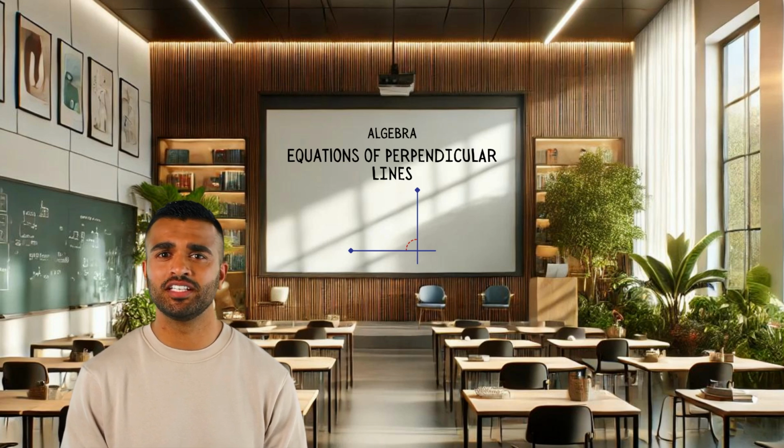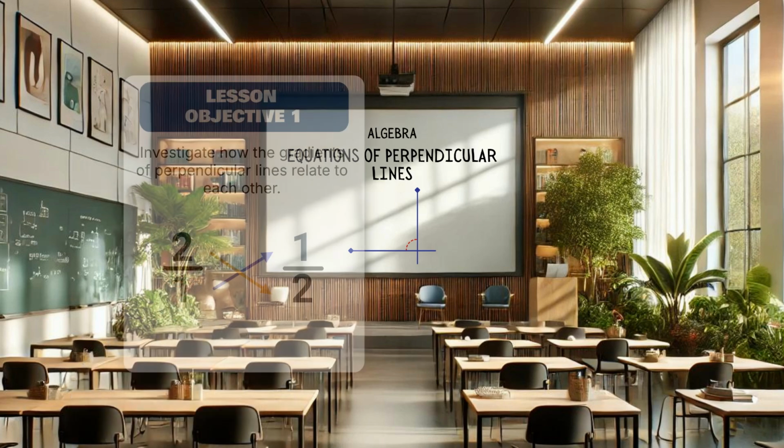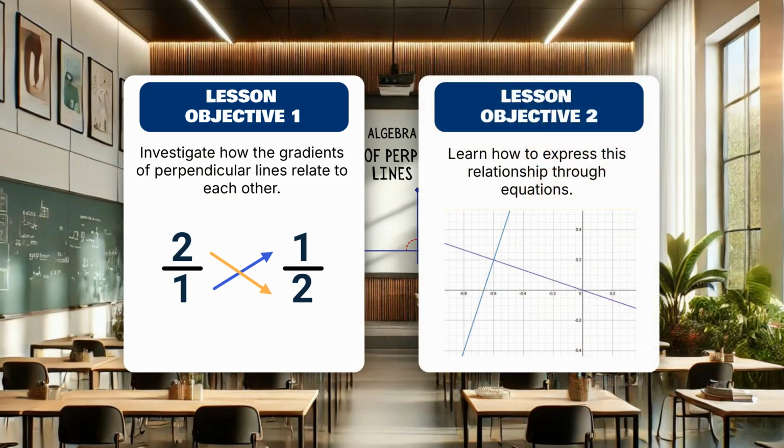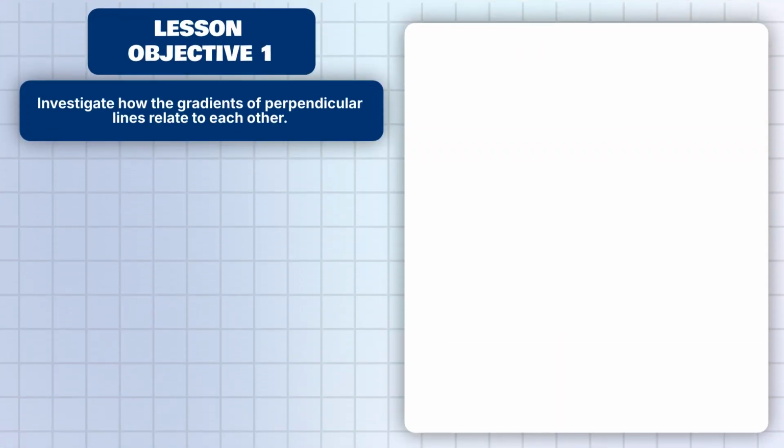In this lesson, we'll explore the concept of perpendicular lines in more detail. We'll first investigate how the gradients of perpendicular lines relate to each other. Then, we will learn how to express this relationship through equations. Finally, we'll work through some examples to apply this new knowledge and solidify your understanding. Let's dive right into the concept of perpendicular lines and how they can be represented using equations.